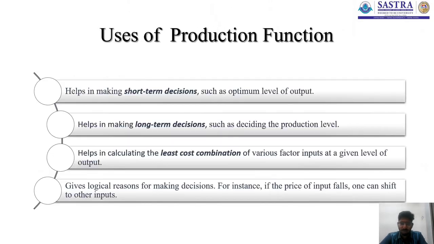Moving further, the uses of production function. Basically, these are the use cases where the production function is being deployed. It helps in making short-term decisions such as the optimum level of output, helps in making long-term decisions such as deciding the production level, helps in calculating the least cost combination of various factor inputs at a given level of output, and gives logical reasons for making decisions. For instance, as the price of an input falls, one can shift to other inputs. So these are the major use cases of the production function in a real-time scenario.